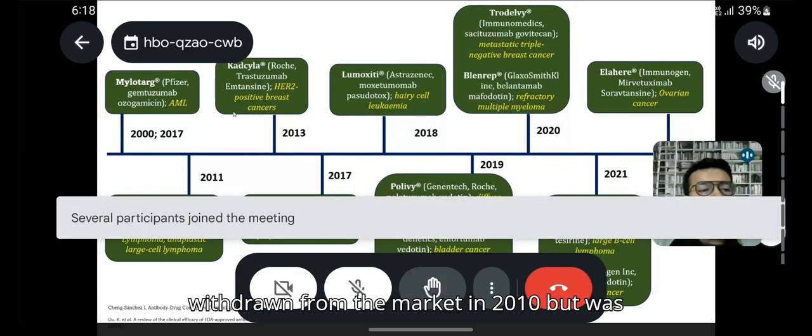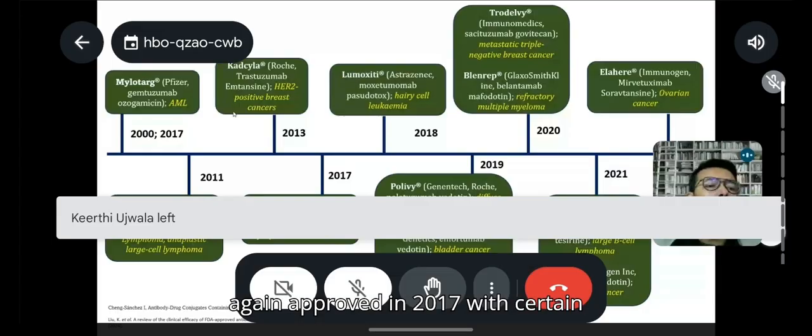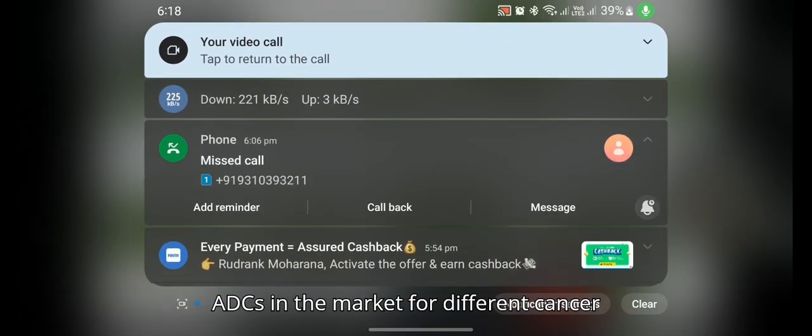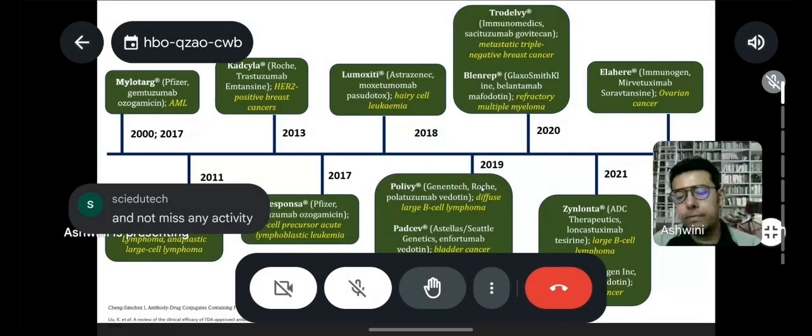Now, if you can see this image, this is just the timeline of ADCs which are currently approved. The first ADC that was approved by FDA was in the year 2000, that was Mylotarg. Though it was withdrawn from the market in 2010, it was again approved in 2017 with certain modification. Currently, we have all these ADCs in the market for different cancer conditions.